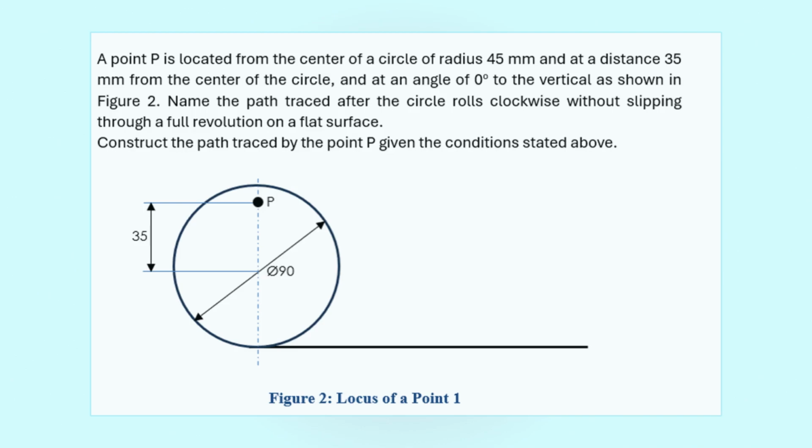So a point P is located in a circle of radius 45, at a distance of 35 millimeters from the center of the circle, at an angle of 0 degrees to the vertical. That's what is shown in figure 2. If the circle were to roll in the clockwise direction without slipping, we want to draw the path which will be traced by the point P.